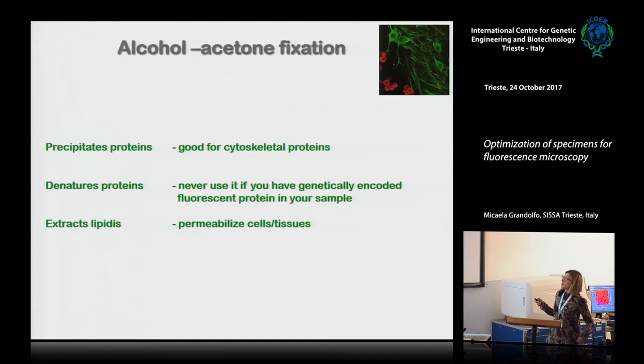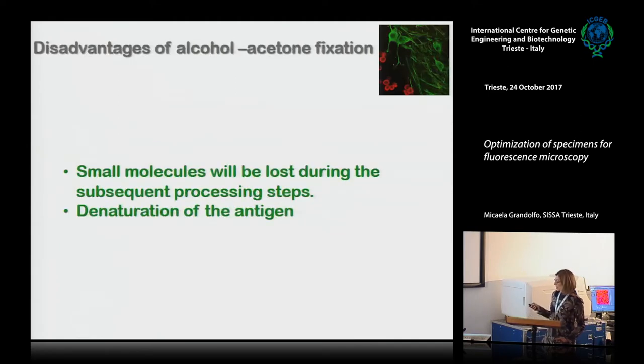And then, as I said before, alcohol and acetone extract lipids, so they permeabilize the cells and tissue. Okay, disadvantages. Small molecules present in your sample will be lost during the subsequent processing steps. And also in this case, you can have the denaturation of some antigens.